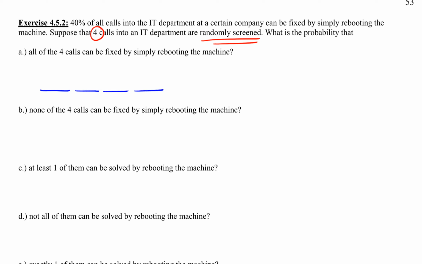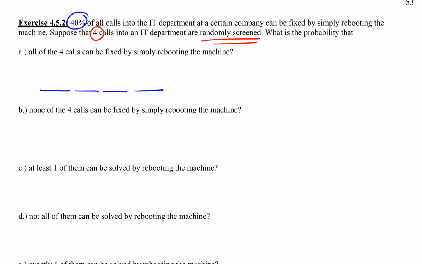Now we need to decide whether this is sampling with or without replacement. It doesn't say that we can screen the same call twice, and that's actually a really silly thing to think, that we could screen the same call twice. But a crucial piece of what we did before was having our total number of calls, right? Our total number of tires in that case. And here we know that we're pulling 4, but we don't know out of how many.